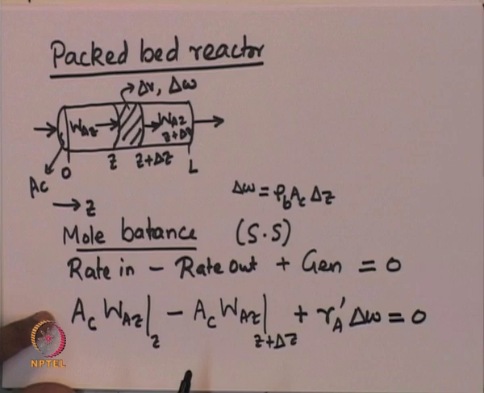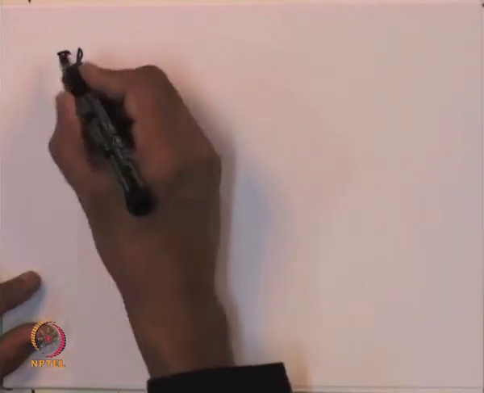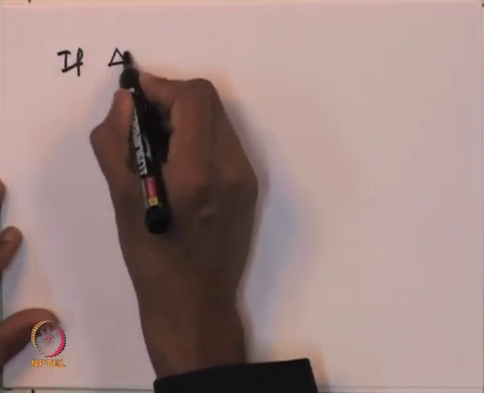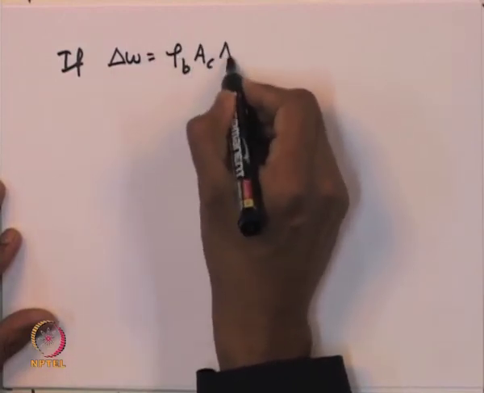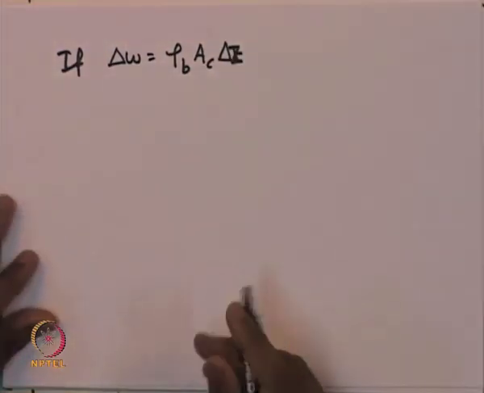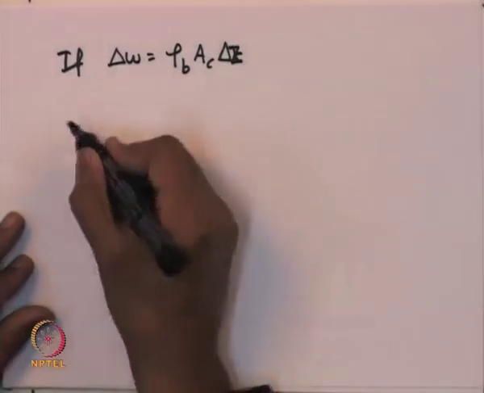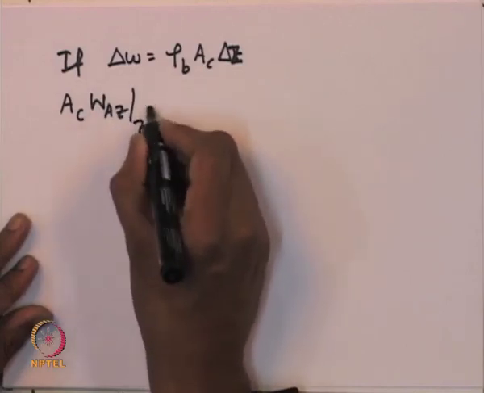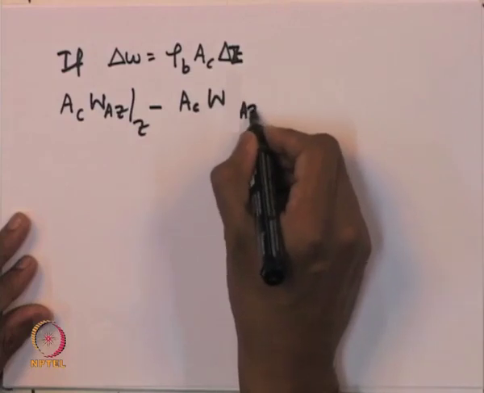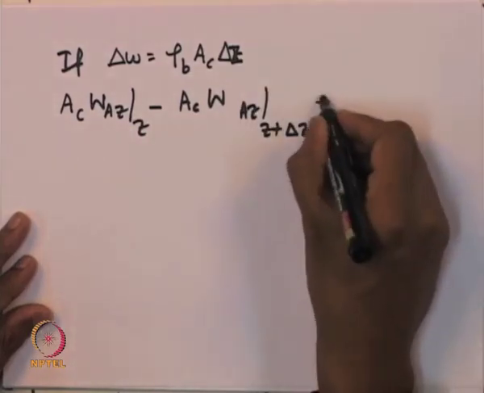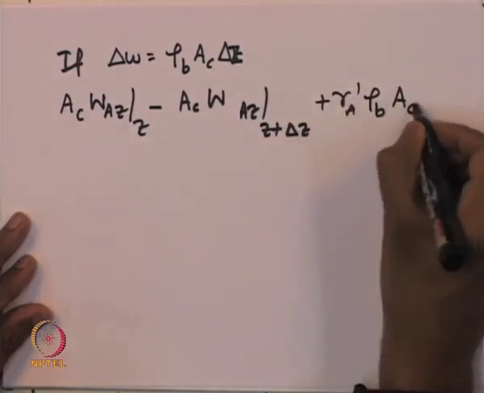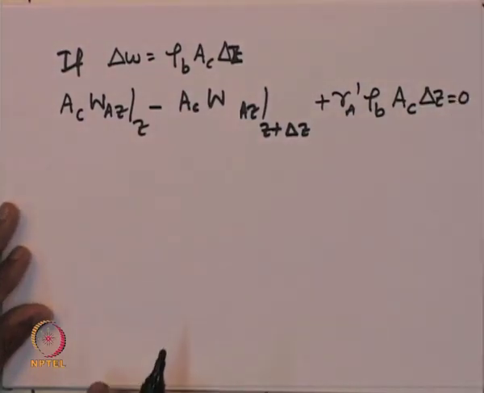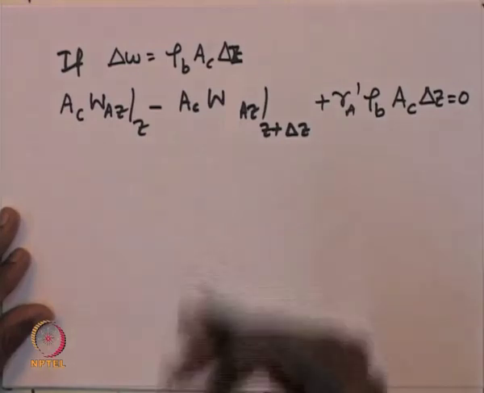Now, if the reactor volume is constant, we can rewrite this expression as delta W equal to rho_B AC delta z, that is the differential amount of catalyst packed inside that element, and we can now incorporate this into the model. Therefore, the model will be AC W_Az at z minus AC W_Az at z plus delta z plus the rate multiplied by the bulk density into the cross sectional area into delta z equal to 0. So, that is the model. Now, we can divide this whole equation by cross sectional area into delta z.